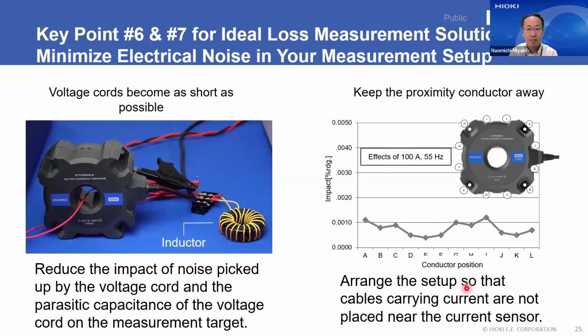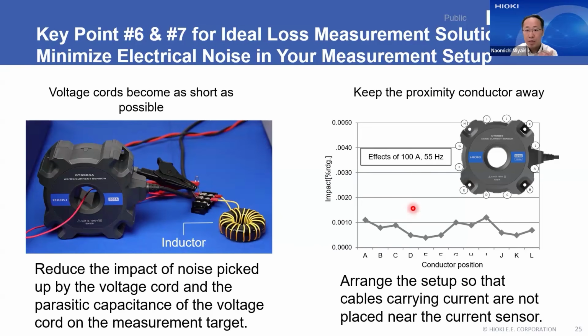So 6th point, keep the voltage course as short as possible. This helps to reduce the impact of noise picked up by the voltage course and the effect of the parasitic capacitance on the measurement target. Additionally, twisting the voltage course can further minimize the influence of external noise.